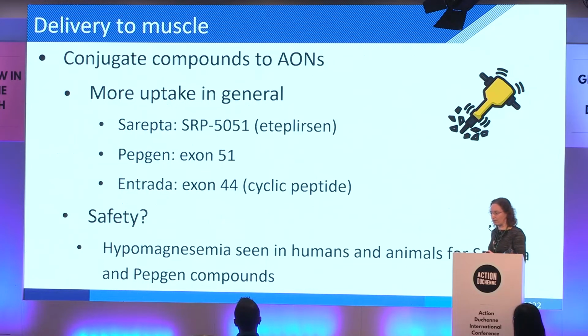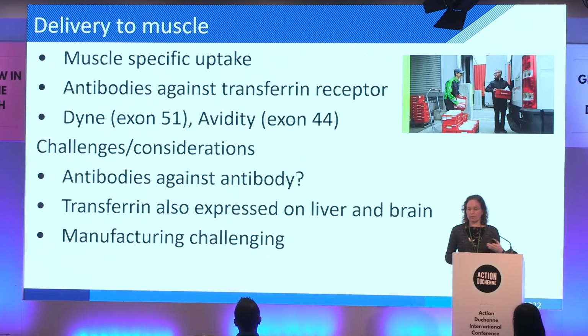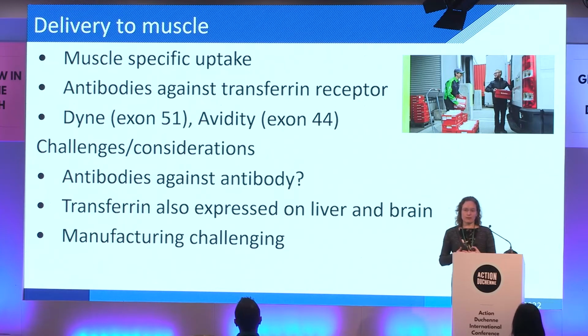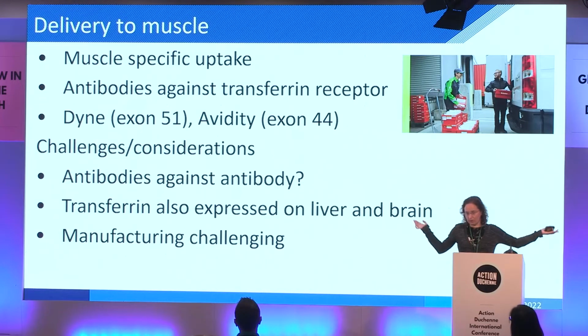So, outstanding questions again. There are also companies working on improving delivery to skeletal muscle only, not to all tissues. They do that by using an antibody against transferrin, and transferrin is expressed on skeletal muscle. So it's like writing an address: go to muscle. There are 2 companies working on this, Dyne and Avidity, targeting exon 51 and 44. Dyne has just started their clinical trial. Avidity is still preparing for trials. We don't know yet whether this will work. In animal models it seems to work, but everything seems to work in animal models sometimes.